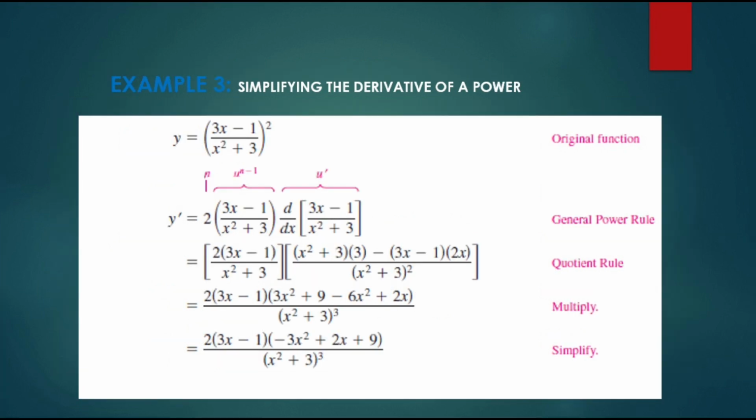So we have here example number 3, simplifying the derivative of a power. So our original function is y is equal to the quantity 3x minus 1 divided by x squared plus 3, raised to the power of 2. So we have here a power of 2. So by the general power rule, we get the y prime first.